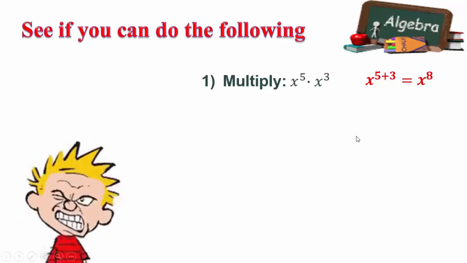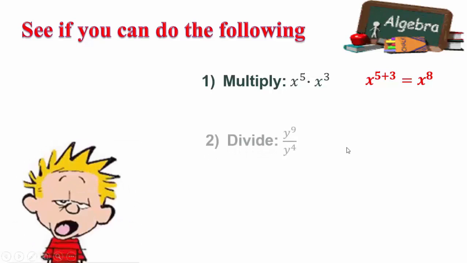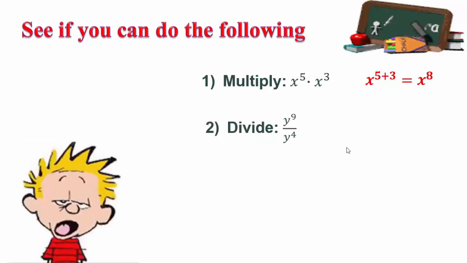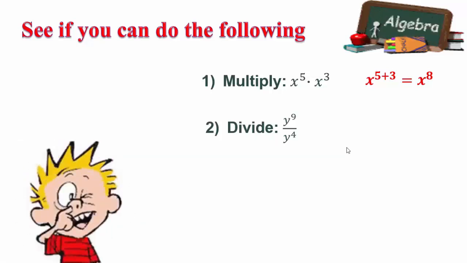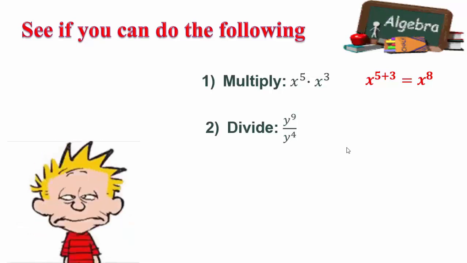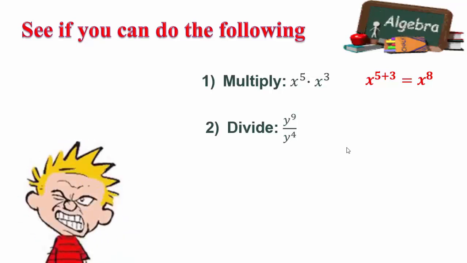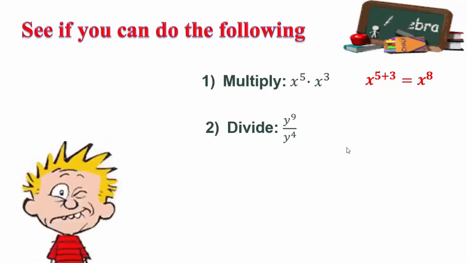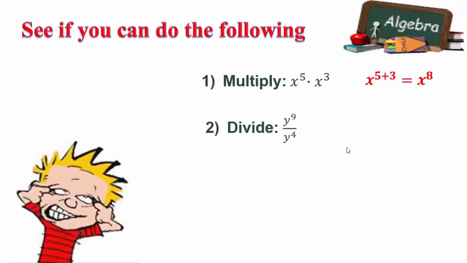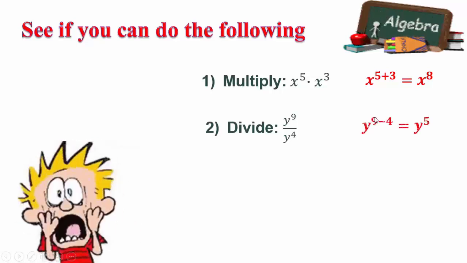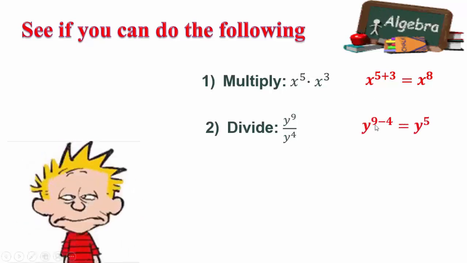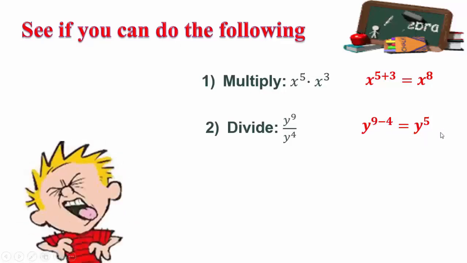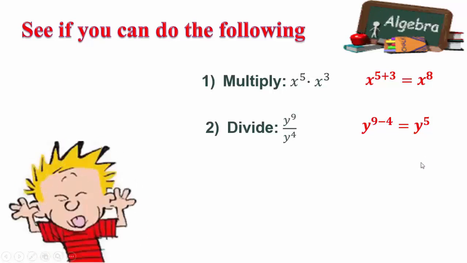Now see if you have learned or remember how to do division. If we divide y to the ninth by y to the fourth, just see if you can do it or remember how to do it. And if you don't, that's okay, because we're going to go over it in these lessons. In the case of division, we subtract 9 minus 4, so 9 minus 4 will give us y to the fifth.